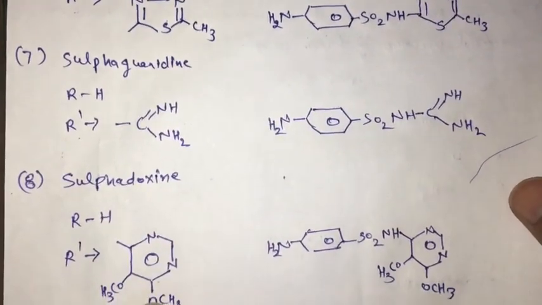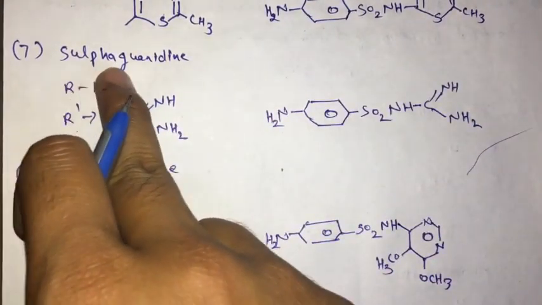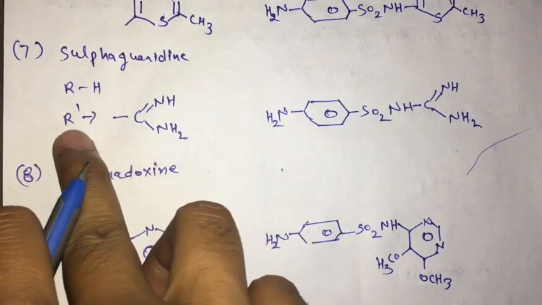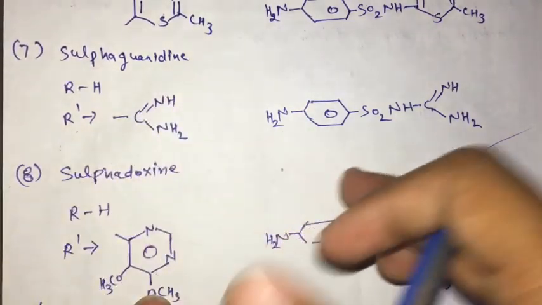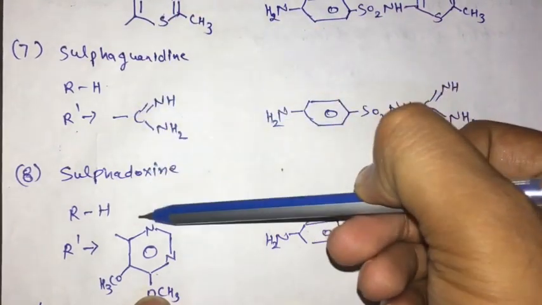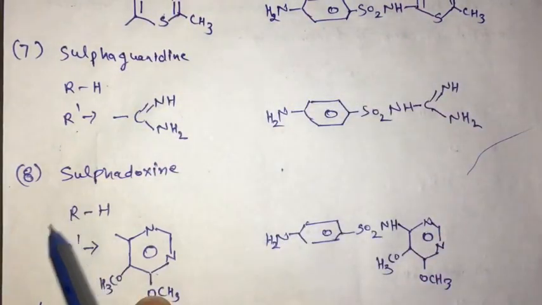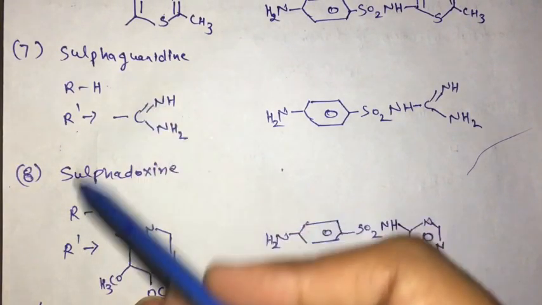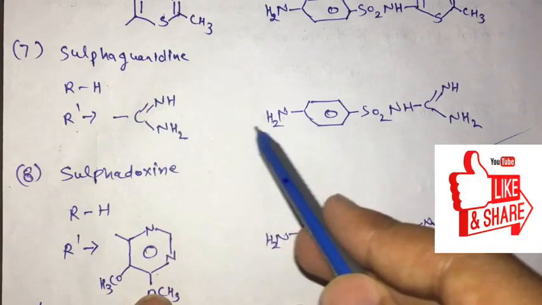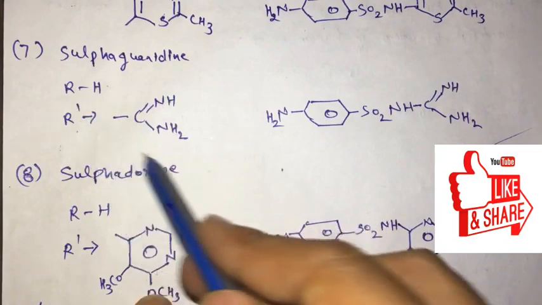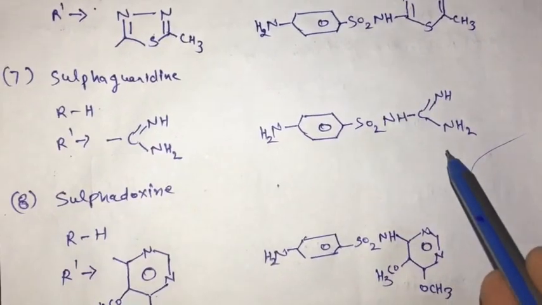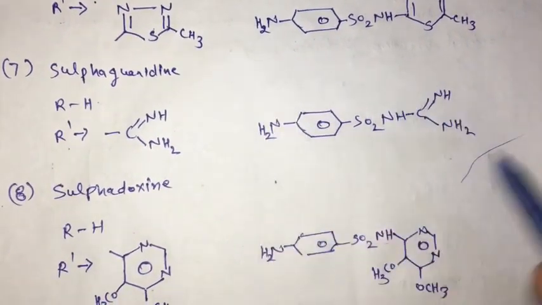Now go to the next, which is seventh, sulfaguanidine, in which R is H and R dash is this. In all drugs you can see R is H. You only have to learn R dash, the structures for R dash, and you can learn this by practice. Then if you add this structure in the basic structure, you will find this.